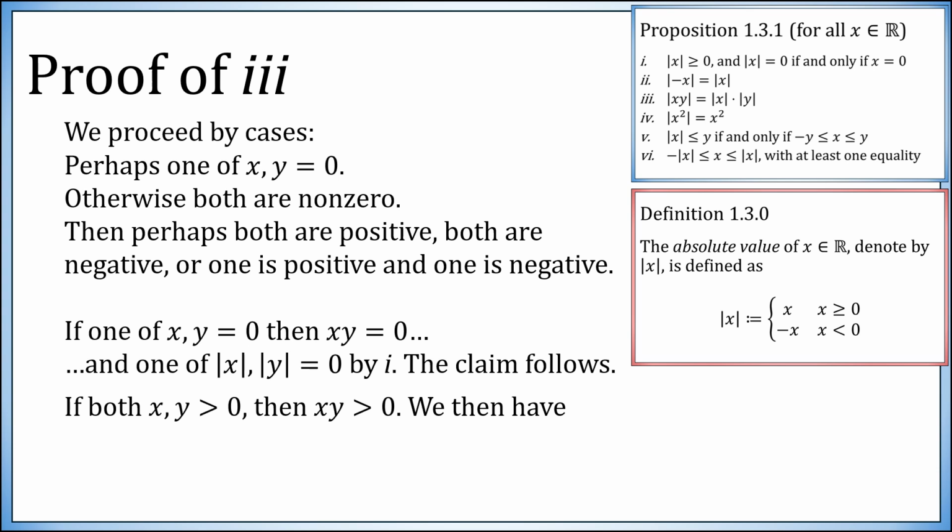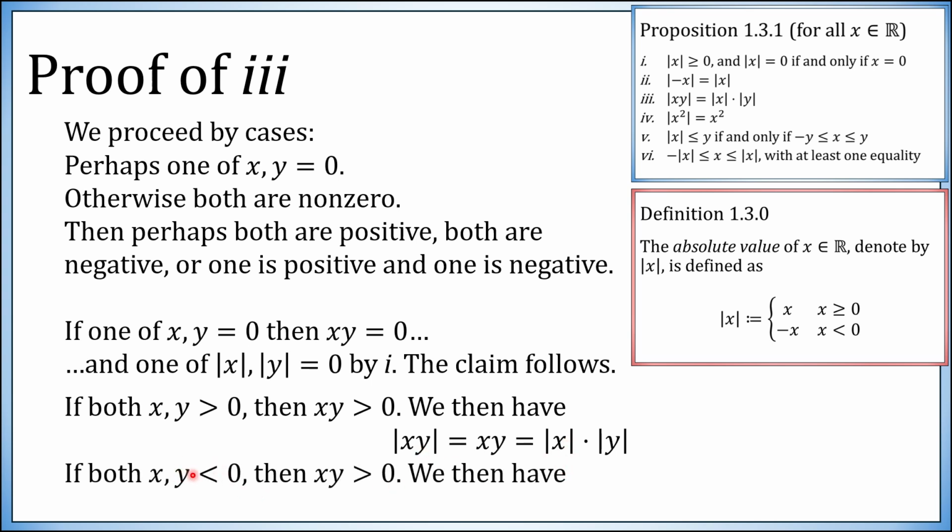If both x and y are positive, then the product is certainly positive. Since xy is positive, the absolute value of xy is just itself, but since x was positive, it is equal to its absolute value, and since y is positive, it is equal to its absolute value. So when both x and y are positive, you get the equality that was claimed.